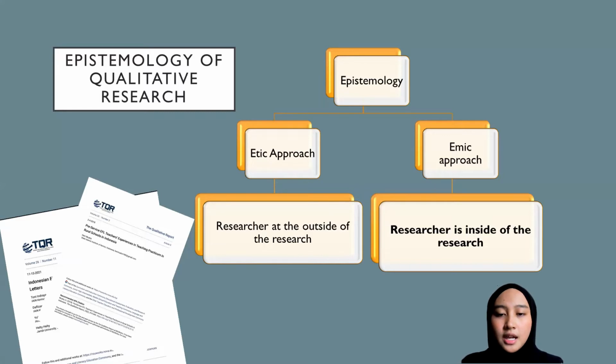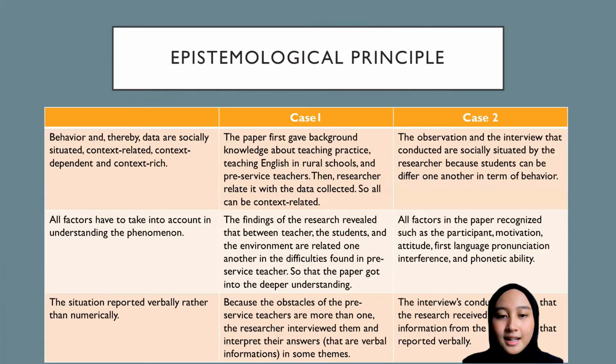So, for example, if I am a researcher, I want to keep the purity of my research. I don't want to make any interference with my research. So of course, I definitely keep some distance from my research. And for the emic approach, the researcher is inside of the research. It means I want to obtain a deep understanding about my research, so I have to immerse myself right in my research.